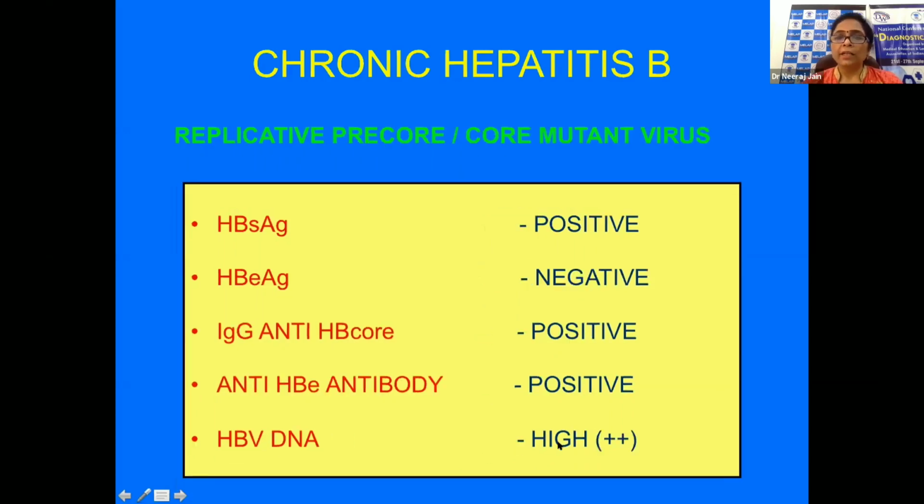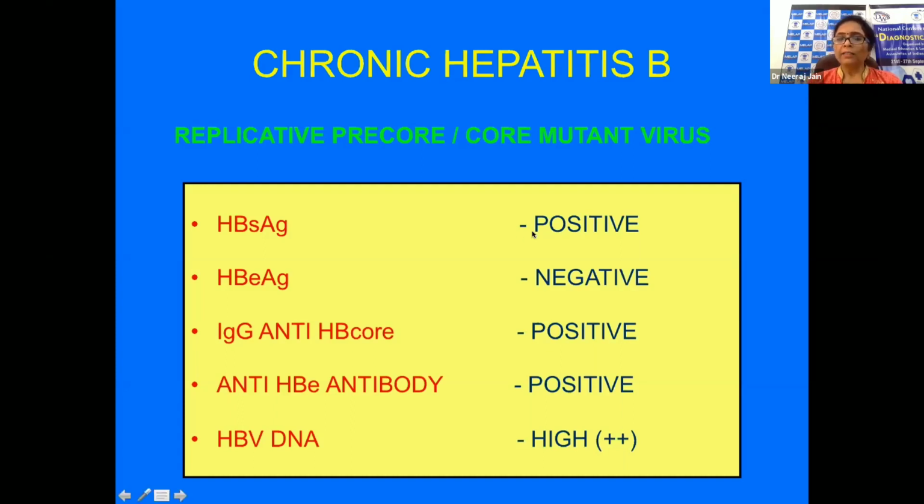Next, a condition which is known as pre-core mutant. This is a defective virus in which some sort of mutation occurs, so that the person is having replicating virus, but E antigen somehow is not secreted because the gene which is coding for E antigen has become mutated. So in spite of replication, we don't have E antigen.